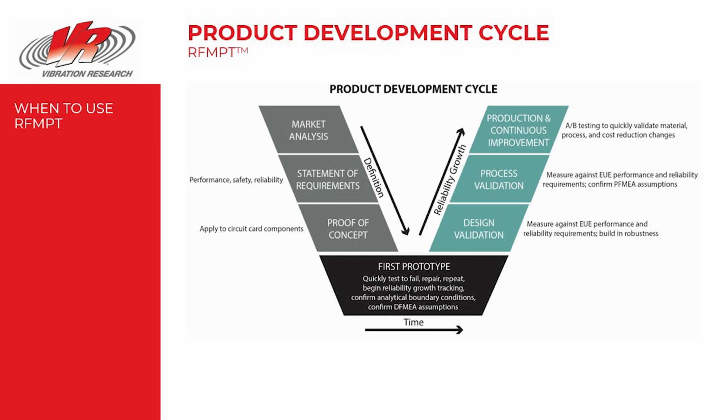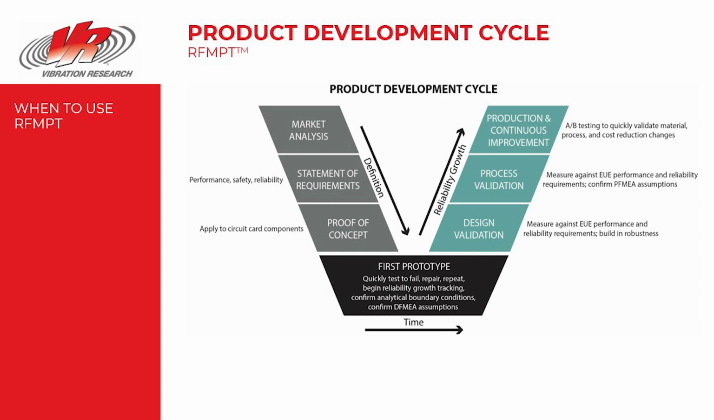Once a design is past the proof of concept phase, the DFMEA should use RFMPT as a design control for early prototype testing and as a preventive control to provide realistic boundary conditions for digital twin analyses.